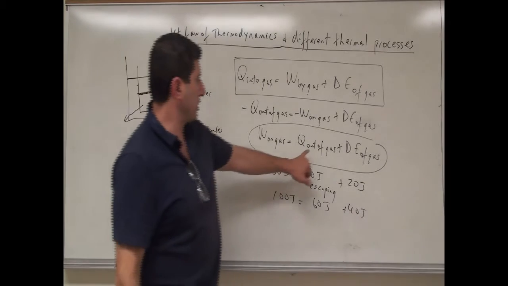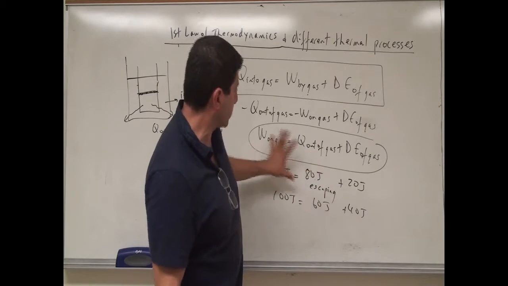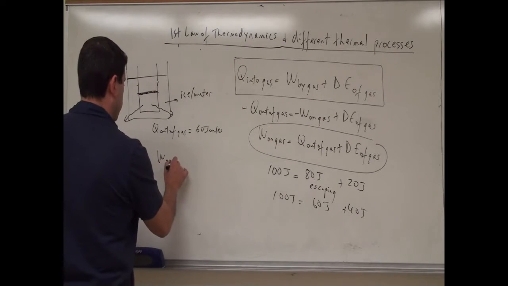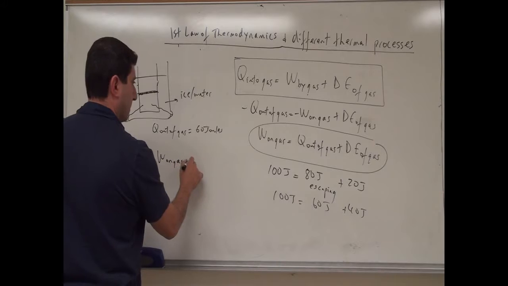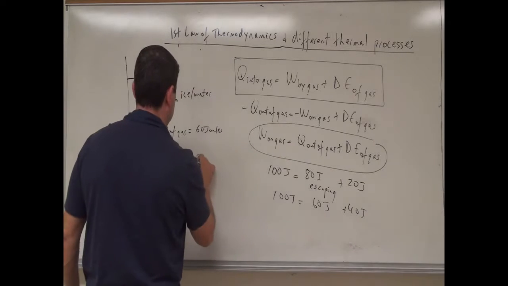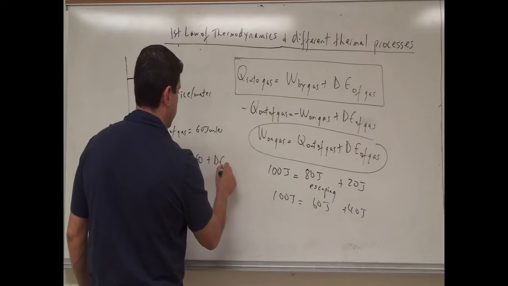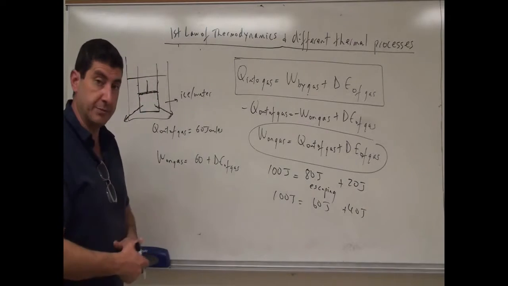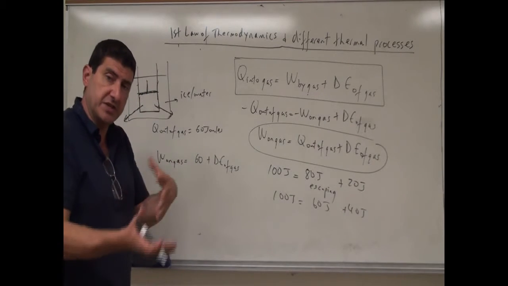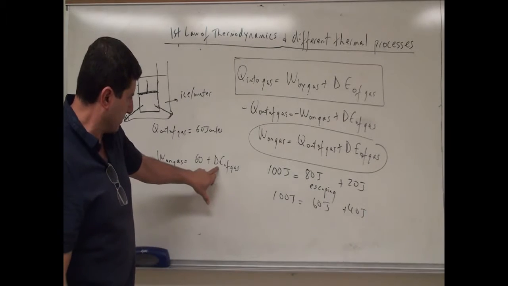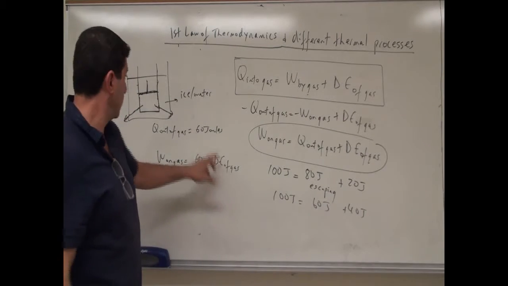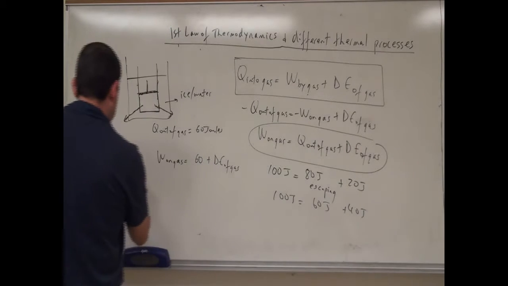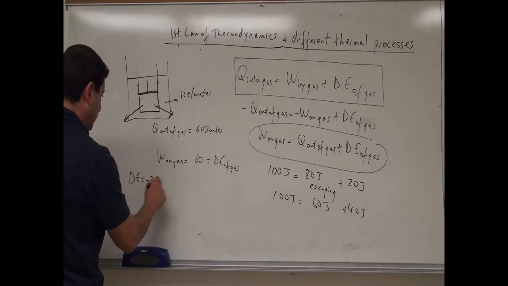Okay? So Q out of gas is going to be 60, so perhaps this equation is better to use for this one. Work on gas is Q out of gas, which is 60, plus delta E of gas. Okay, what's the most likely scenario on what's going to happen on the work on the gas? Is it going to be positive? Is it going to be negative? Well, it kind of depends on the delta E of the gas, right? We know the gas is going to cool down. So let's say the delta E of the gas is negative 20 joules.